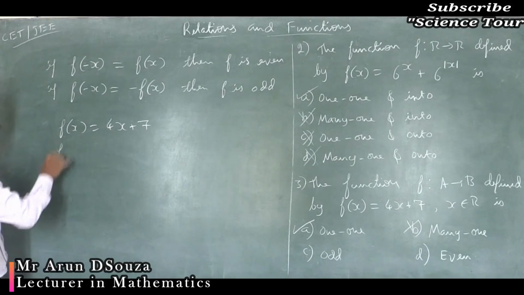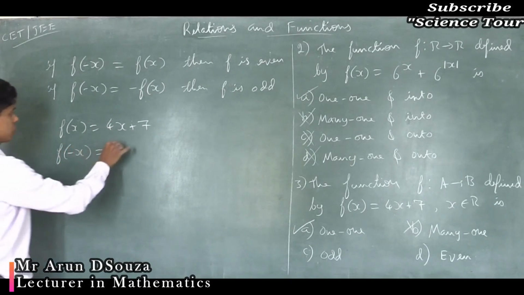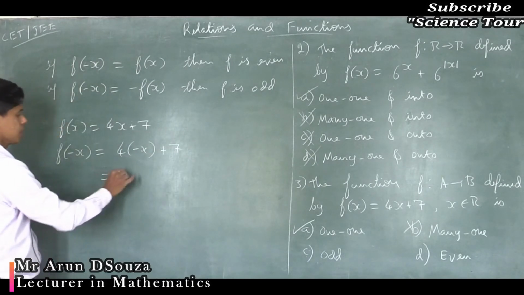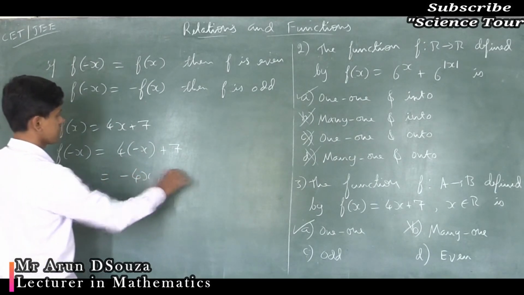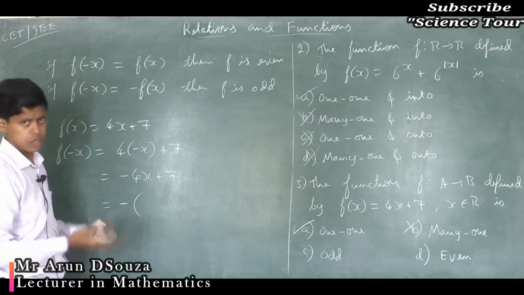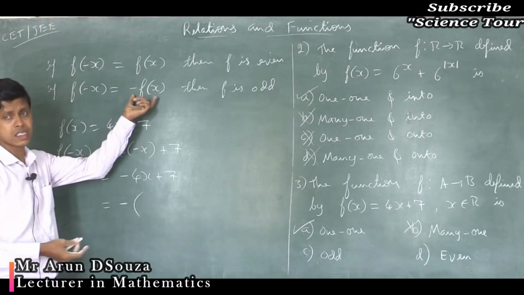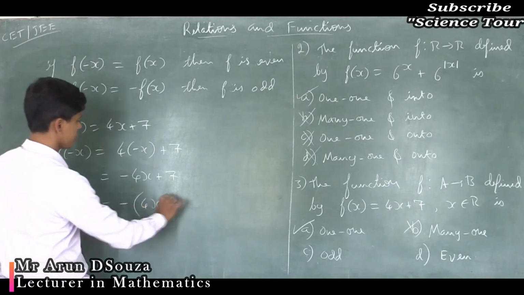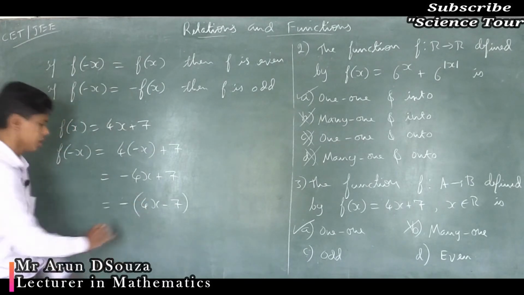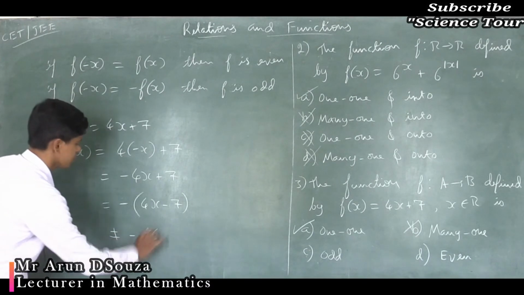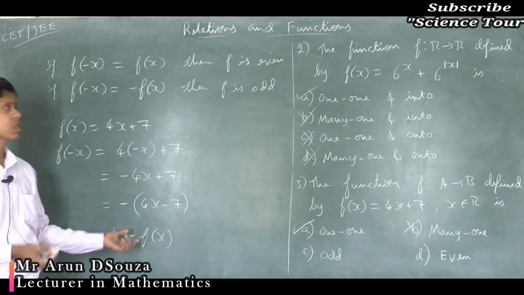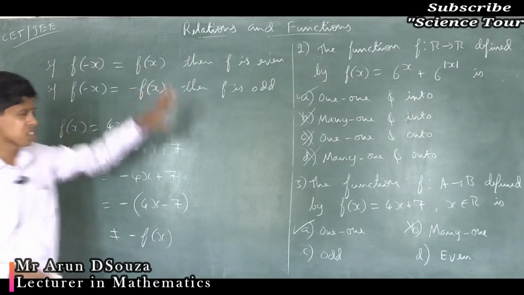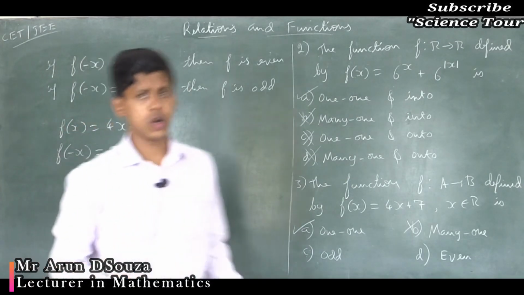Now what you need to consider? F of minus x. So this is 4 into minus x plus 7. Now this is like minus 4x plus 7. If at all you want to prove that this is odd, you take minus common. So that would be minus of 4x minus 7, but this is not equal to minus f of x, and this is neither equal to f of x, right? So this is not even and this is not odd also.